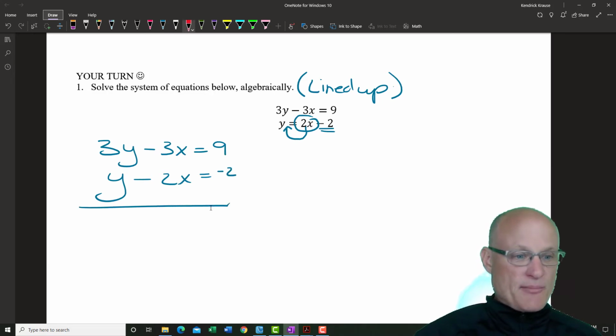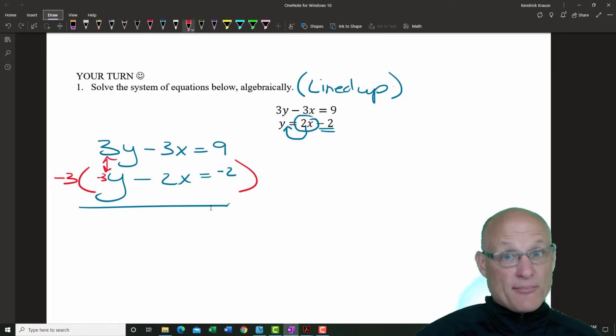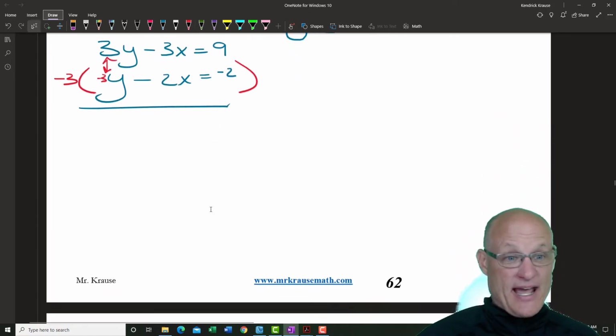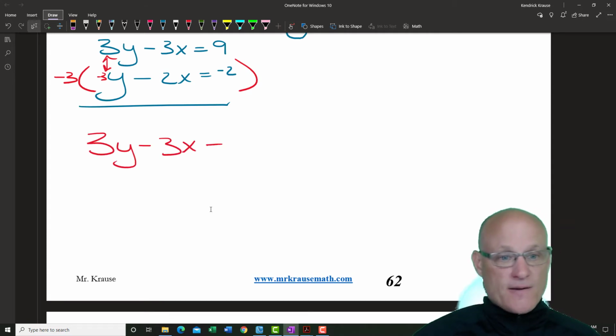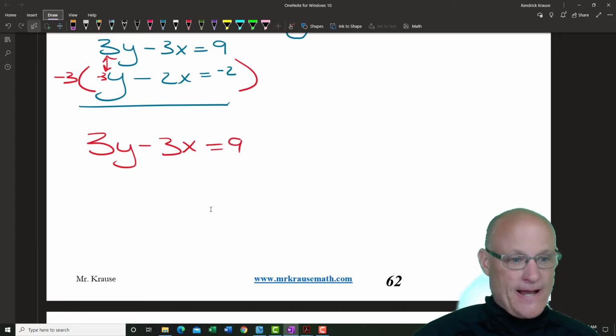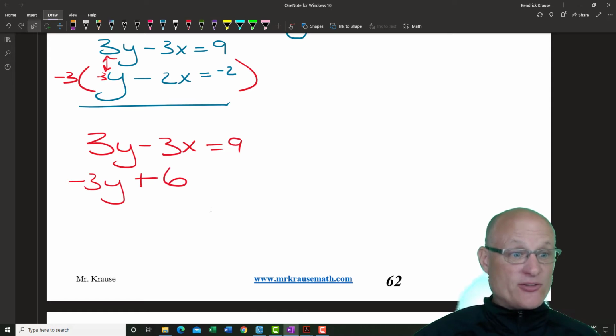All right, so I'm going to take this second equation and multiply through by negative 3. Because if I had a negative 3 here, these two would cancel. Now remember, like I just did, everything gets multiplied through by negative 3. So the first equation I'm not touching. Can't touch this. What do we got? Negative 3y. Oh, yeah. Plus 6. Be careful. Negative times negative is positive.